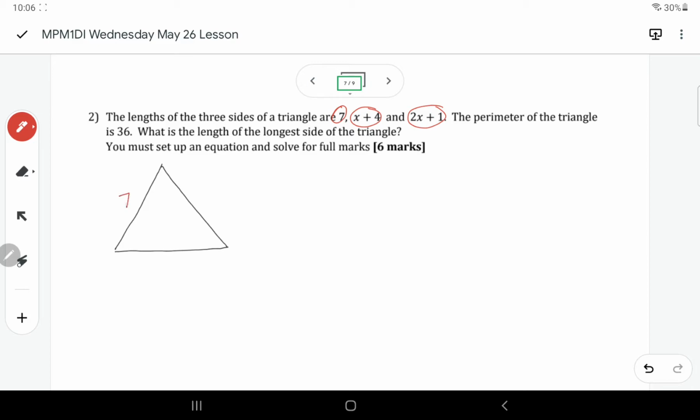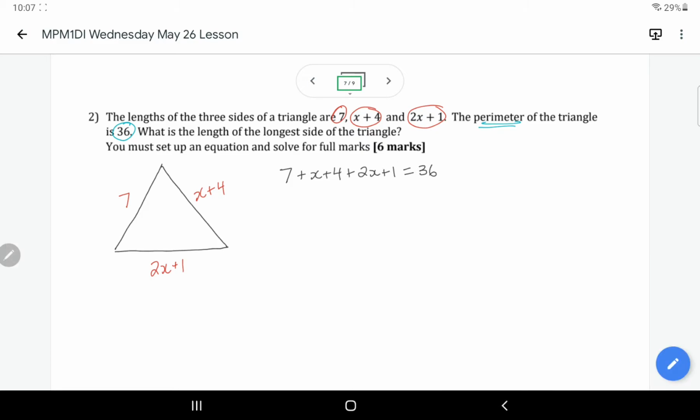So I'm going to label those sides. It doesn't matter where we label them. And it says that the perimeter of the triangle is 36. So for perimeter, we know we have to add up all of the sides around the outside of the triangle, and that would equal 36. So here I would have 7x plus 4 plus 2x plus 1 equals 36.